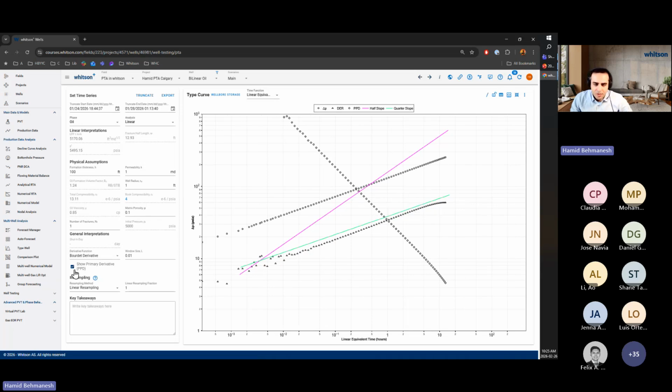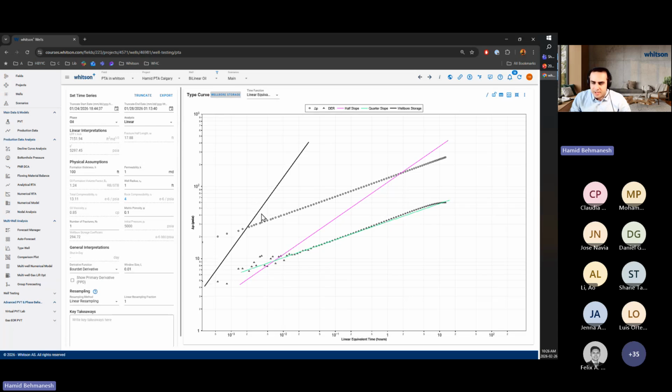I'm going to remove the PPD as well, the primary pressure derivative. So this is my data. This is my build-up data. This is my derivative. The derivative seems to be closer to a quarter slope than a half slope. And there is no wellbore storage here. There's a tiny bit of wellbore storage, so we can ignore it. We can say this is a reservoir effect.